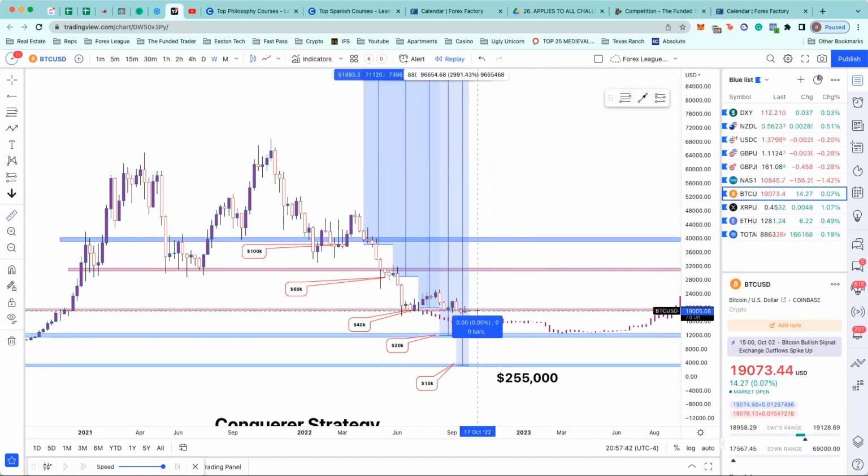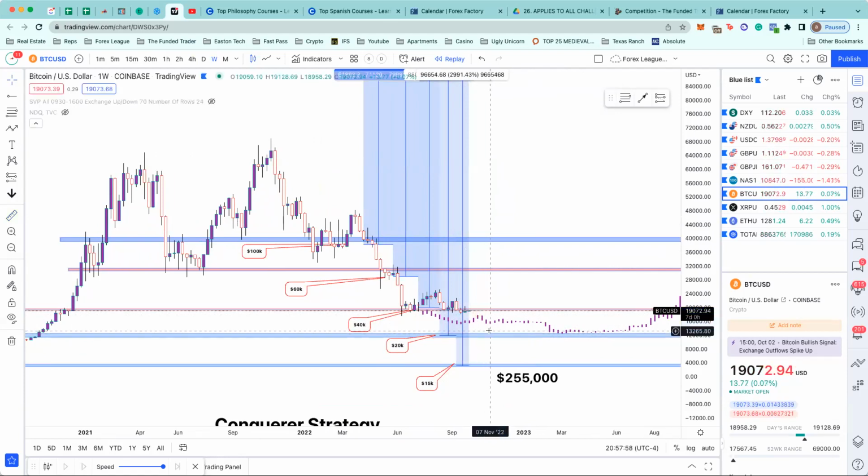We have, what is it at? 19. I always forget. Crypto's just got, the volatility is insane. So this would be a 34% move down on BTC, which is totally possible. So yeah, if we come to this level, I'll be buying in. And if you guys want to buy in as well, feel free to do so.